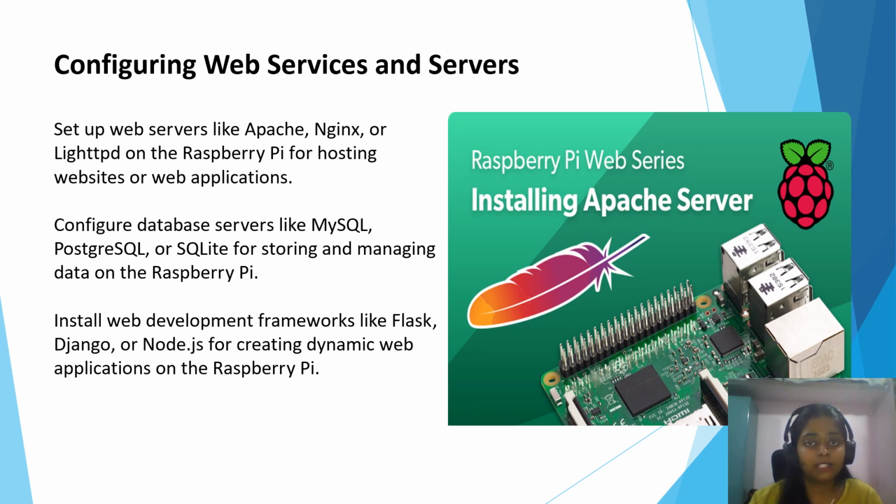Configuring web services and servers. Set up web servers like Apache or lighttpd on the Raspberry Pi for hosting websites or web applications. Configure database servers like MySQL, PostgreSQL, or SQLite for storing and managing data on the Raspberry Pi. Install web development frameworks like Flask, Django, or Node.js for creating dynamic web applications on Raspberry Pi.